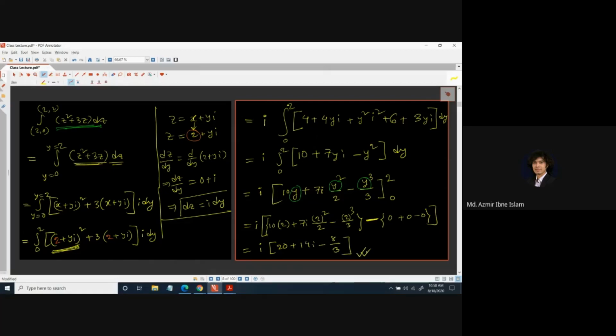You can keep your answer in this form, but since you have a calculator, or you can do some algebraic manipulation, then you can convert your result to a plus bi form. That is the standard form. It will be wise if you keep your answer in this form. Is that okay? So this is how we can evaluate a complex integral. So have you understood this problem? Yes, sir. Okay.